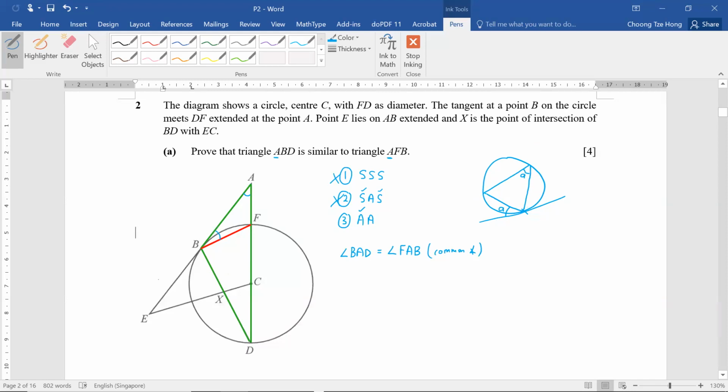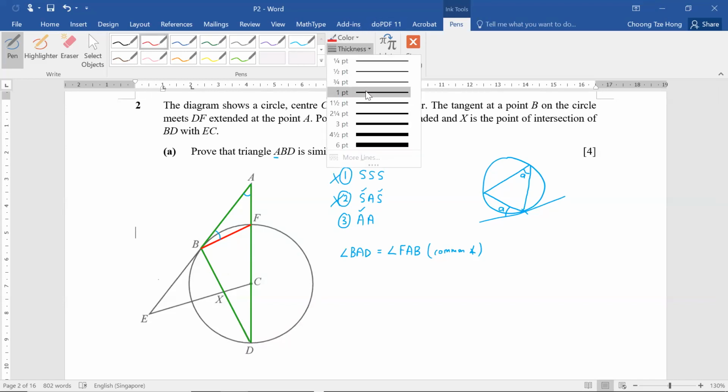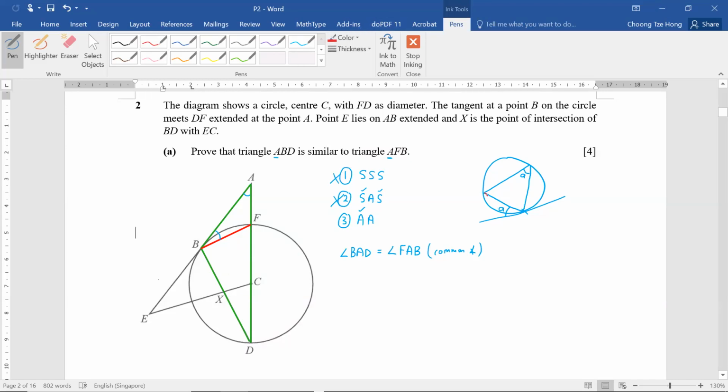Okay, so you can see over here you have the chord. Let me change the color of my pen. So you have the chord over here. This angle is on this side of the chord, right? And then this angle over here is on this side of the chord.